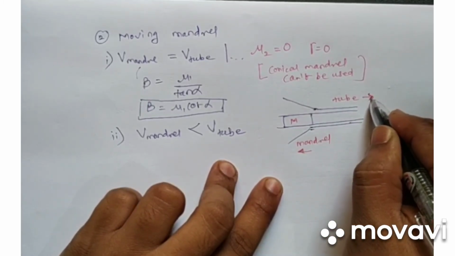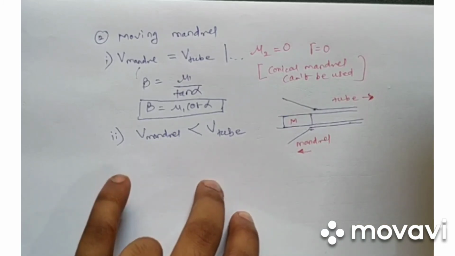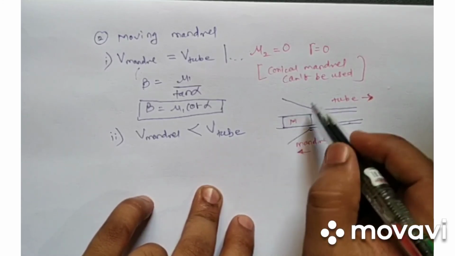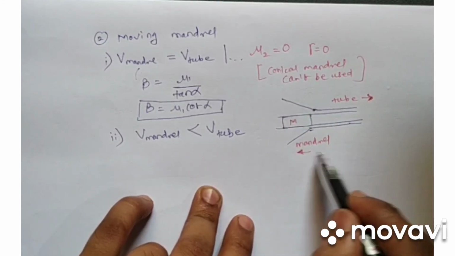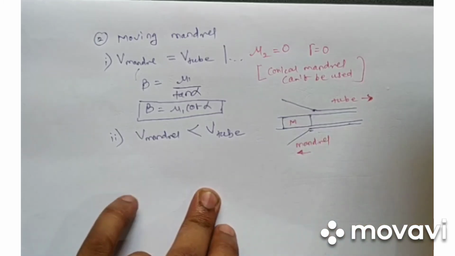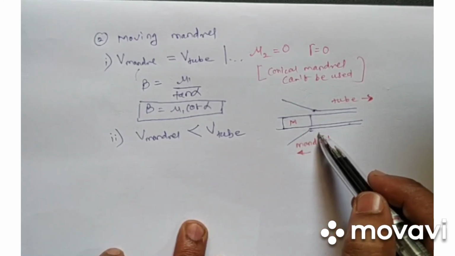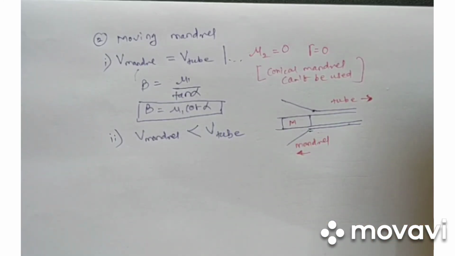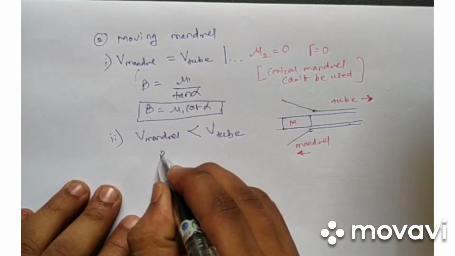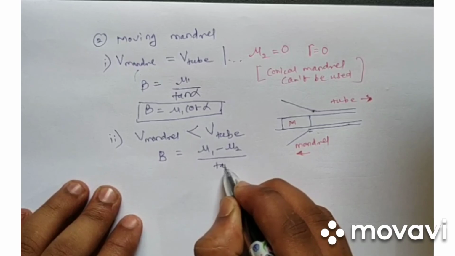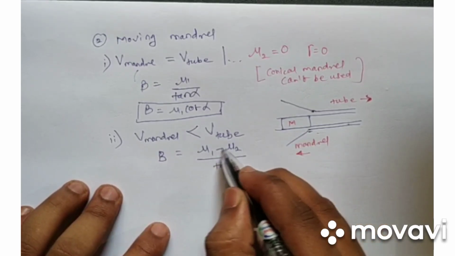As their directions of motion are different, the friction will be in the opposite direction. Because the tube is moving in the forward direction, its friction will be acting in the opposite direction, and the mandrel is moving in the backward direction, so the friction force will be acting in this direction. So both these values are opposite. In this case again the conical mandrel cannot be used, and we can have a value like mu1 minus mu2 divided by tan alpha.